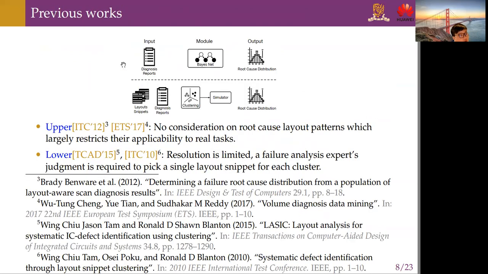There are mainly two kinds of work that try to identify the root cause distribution as shown in the figure. The upper branch work uses the BaseNet to identify the root cause. Layout features are not used, which largely restricts their applicability to real tasks. The lower branch of work uses the clustering method to cluster similar layout patterns. Simulations are required to pick a single layout snippet for each cluster.